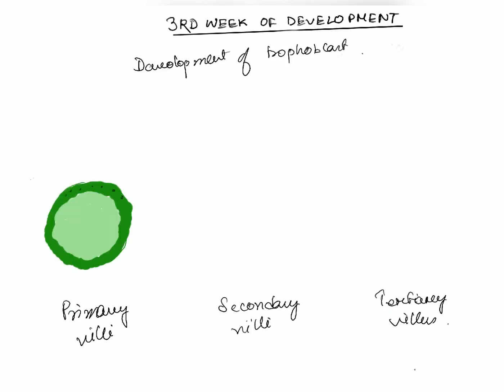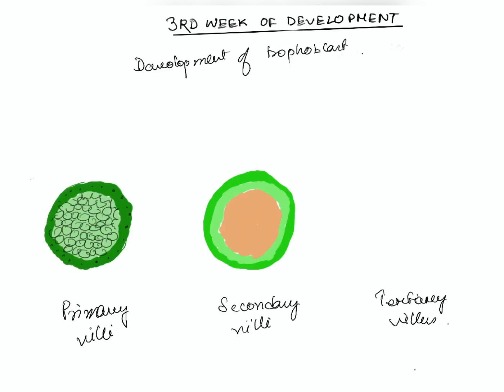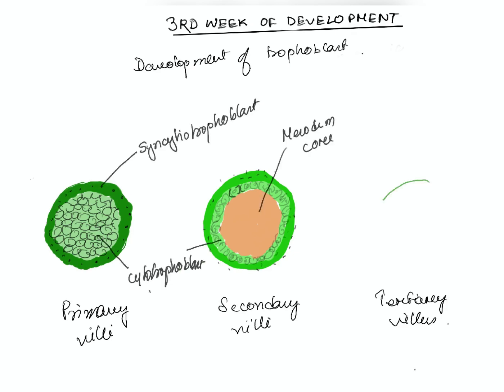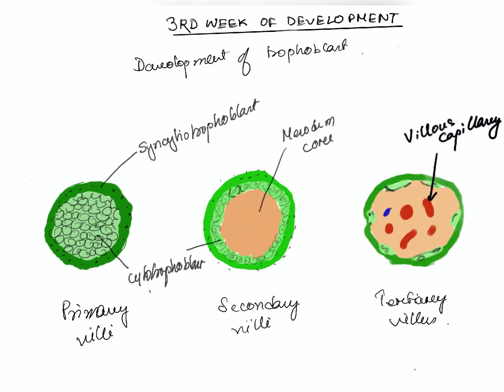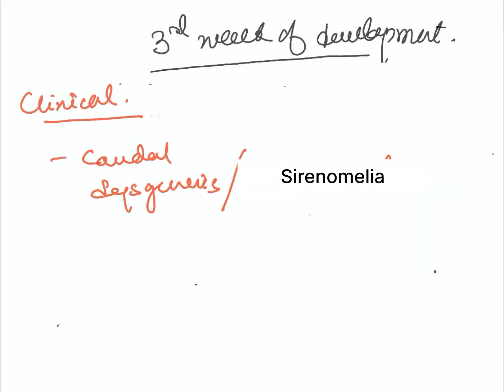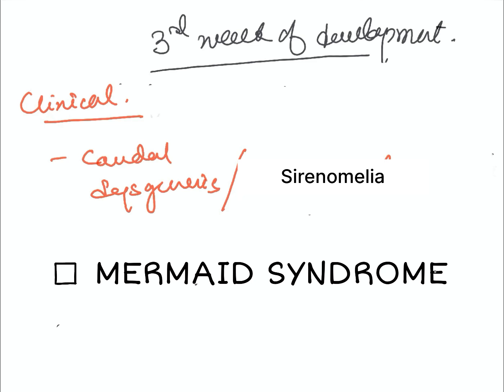Let's see the development of the trophoblast. We have primary villi, secondary villi and tertiary villi. Basically the primary villi is the cytotrophoblast surrounded by the syncytiotrophoblast, in the secondary villi we have the mesodermal core, and in tertiary villi we have villous capillaries in the mesodermal core. Clinically we have caudal dysgenesis, also known as sirenomelia or mermaid syndrome.